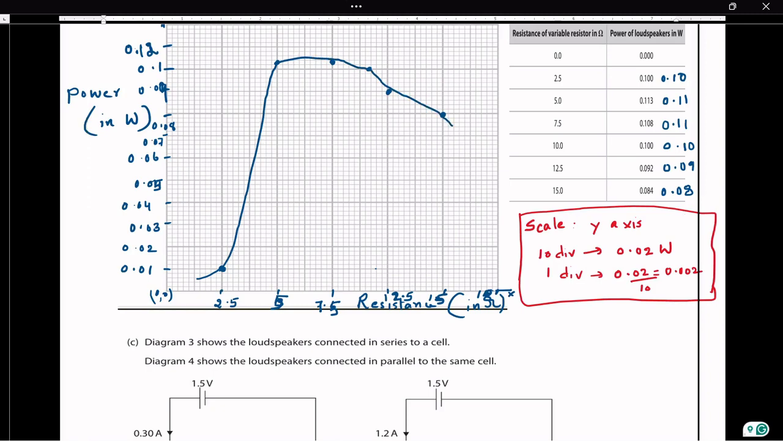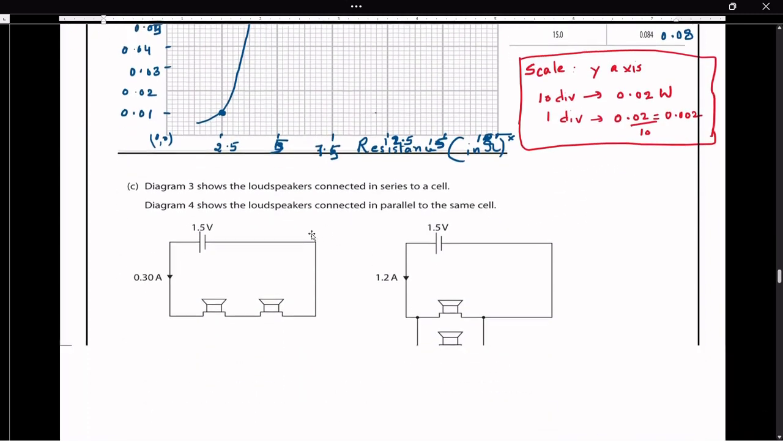Joining all the points judged by your eye, we are getting a graph like this. The x-axis is in steps of 2.5, and the y-axis is in terms of 0.01. Let's move on to the next question.